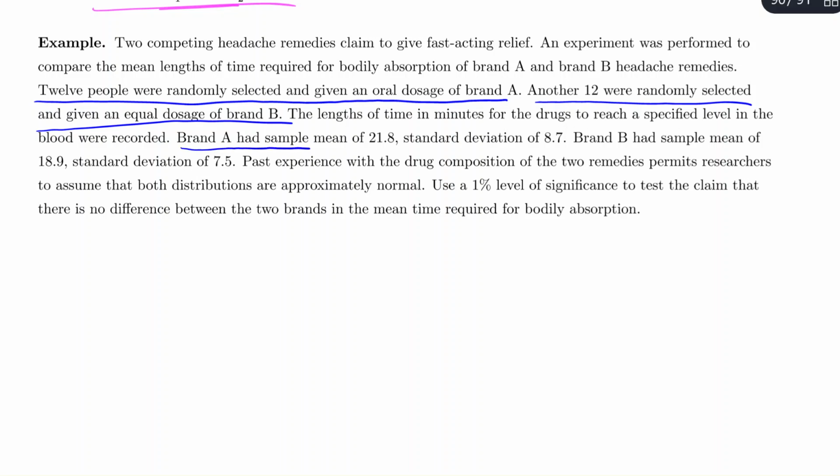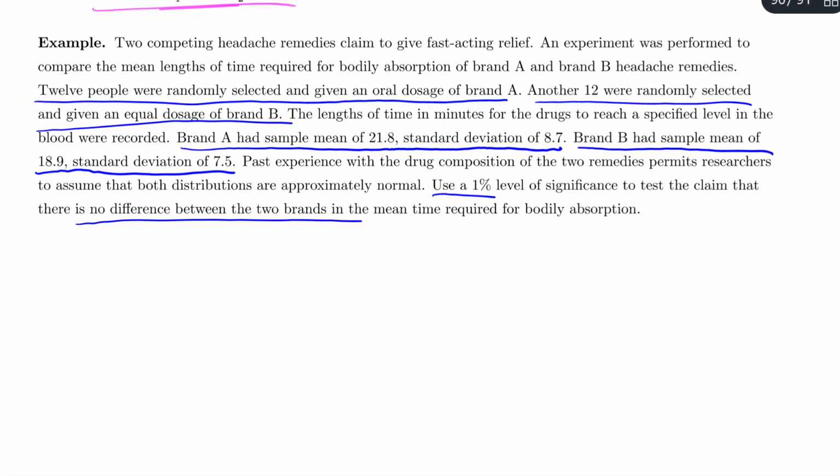Brand A has sample mean of 21.8, standard deviation of 8.7. Brand B had sample mean of 18.9 and standard deviation of 7.5. Past experience with drug composition of the two remedies permits researchers to assume both distributions are approximately normal. Use 1%, which means alpha equals 0.01, to test the claim that there is no difference between these two brands in the mean time required for drug absorption. Okay. So another two-tailed test.